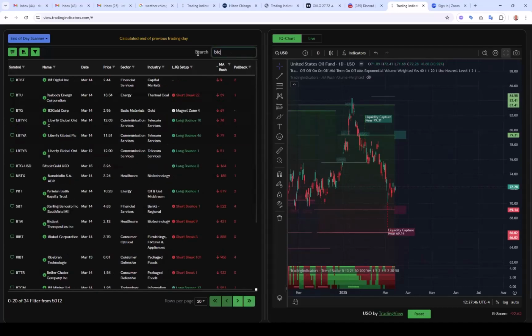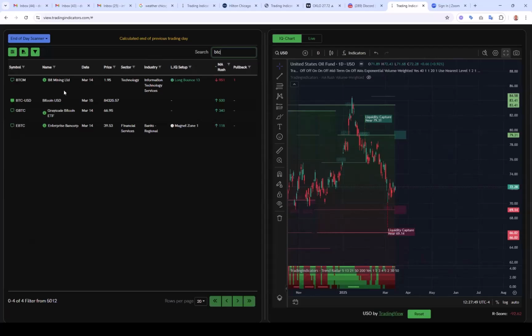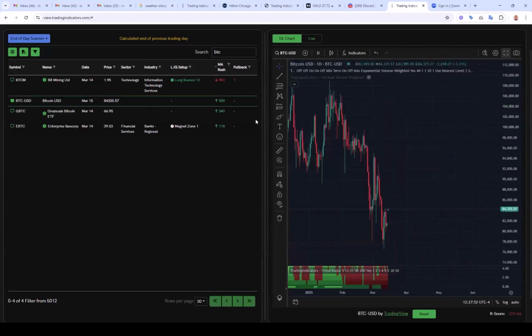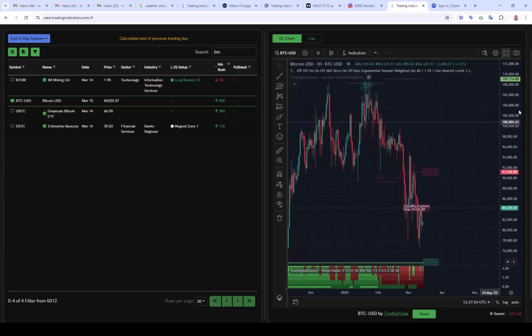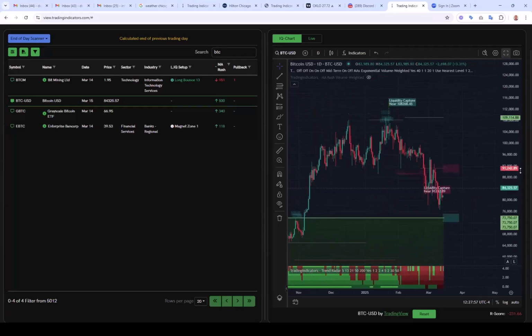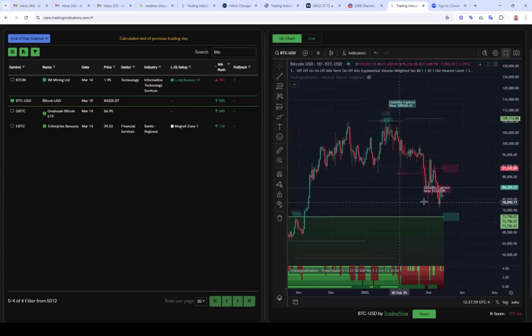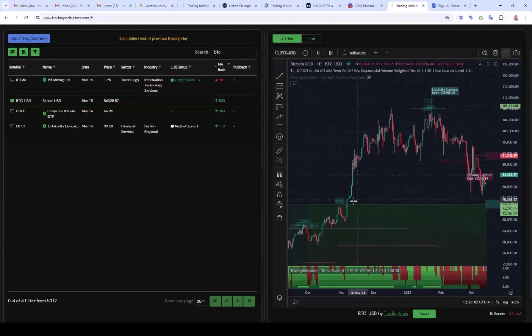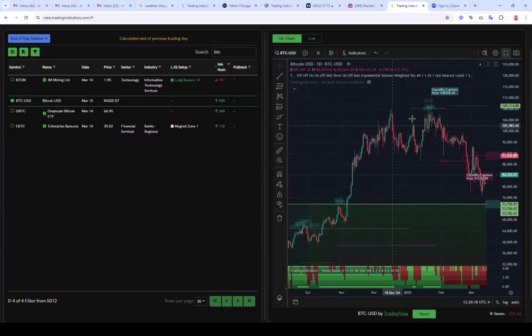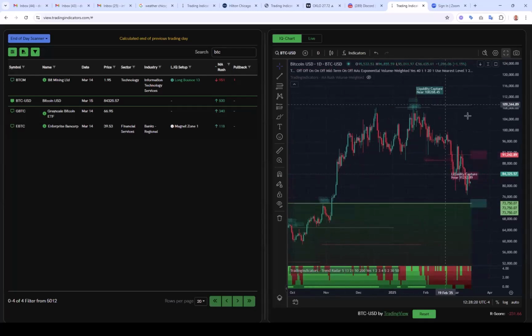Bitcoin, BTC USD. What's going on in Bitcoin? What do we see here? Well, is it just me, or do I see a really long-term zone break retrace setup? So we broke above this level here at 73,000 back in November 2024, right after the elections, I believe, or right before. Price really went up and made all-time highs, but then we retraced back to this level. This is classic zone break retrace.